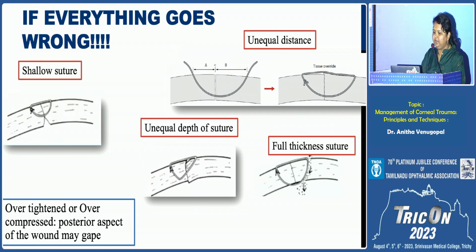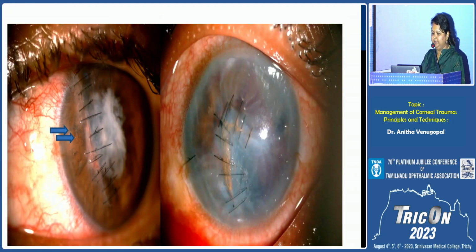So what happens if it goes wrong? A shallow suture will cause gaping in the posterior aspect. If there is unequal depth of suturing, and A and B and C and D are not equal, then tissue overriding can occur. So these are examples of cases which are not sutured properly. See, there is a wound gape, and the suture is not taken equally on either side of the wound.